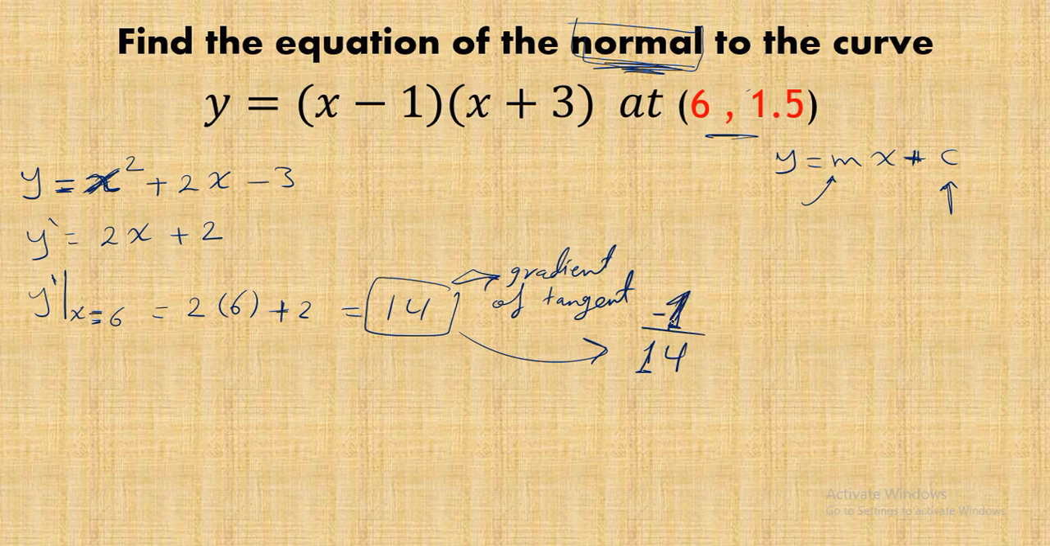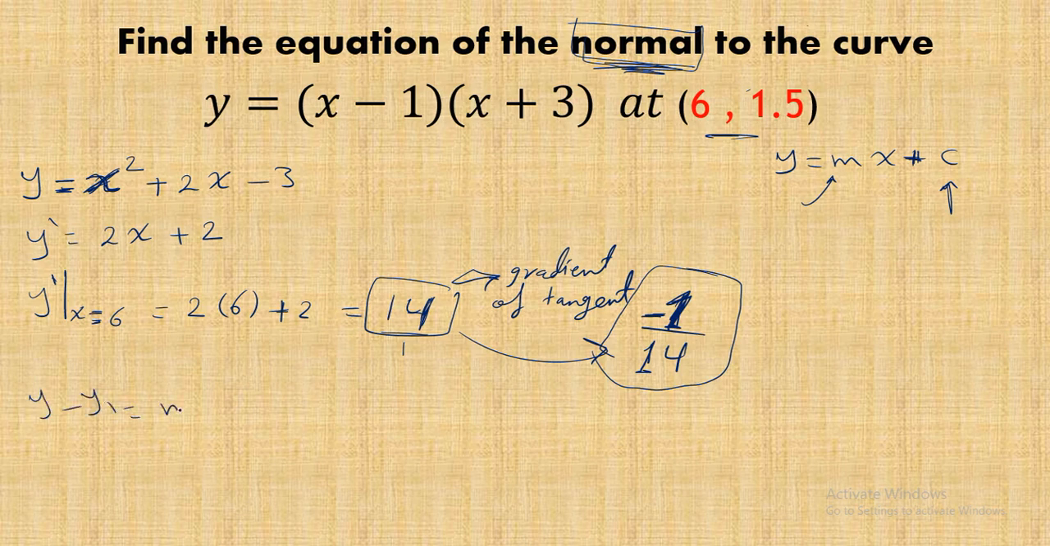14 over 1, sorry, it's like this. 14 over 1, it will be negative 1 over 14. The gradient of tangent is positive 14. It's 14 over 1. Upside down, it will be 1 over 14, and change the sign, it was positive, it will be negative. And we'll complete as we did in the equation of tangent. So the difference between the equation of tangent and the equation of normal is the value of the gradient. This method directly gives the gradient of tangent. To find the gradient of normal, just turn it upside down, change the sign, and substitute in this form.